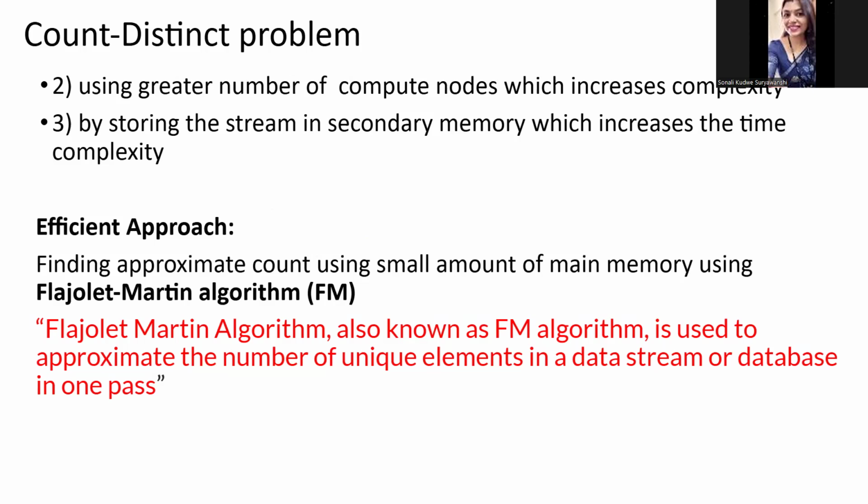So here the efficient approach is we're going to use the Flajolet-Martin algorithm, that uses just a small amount of main memory, and that uses the concept of probabilistic algorithms to get the approximate number of unique elements from the data set. And the data set that we're talking about is not the entire data stream, but the part of the stream that we have seen so far.